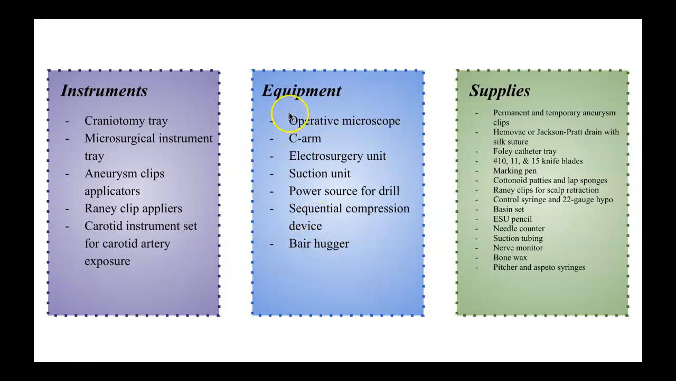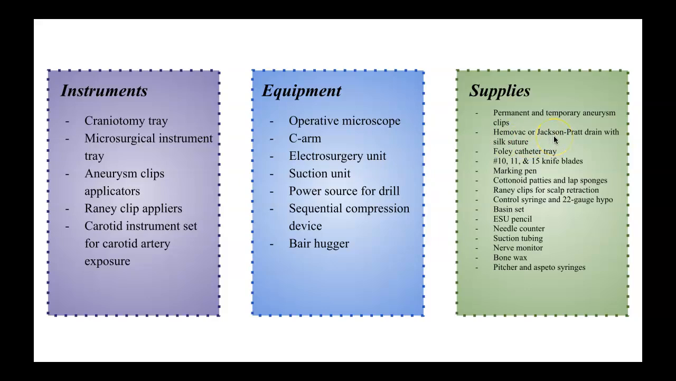The operative microscope will be used during the surgery when they're clipping the aneurysm, and the C-arm may be used at the end of the surgery for an angiogram, just to make sure that they got everything. And then for supplies, permanent and temporary aneurysm clips. They might use a temporary aneurysm clip to test the placement for a permanent clip, or to occlude the parent vessel if a rupture occurs during the surgery and they can't see it.